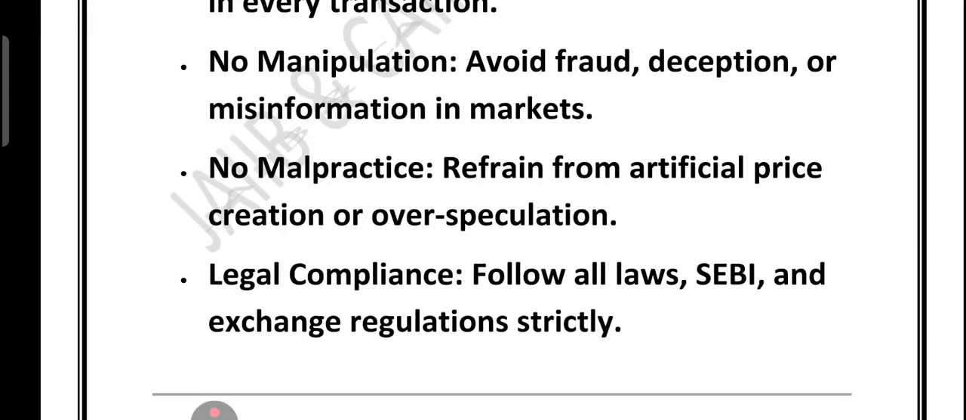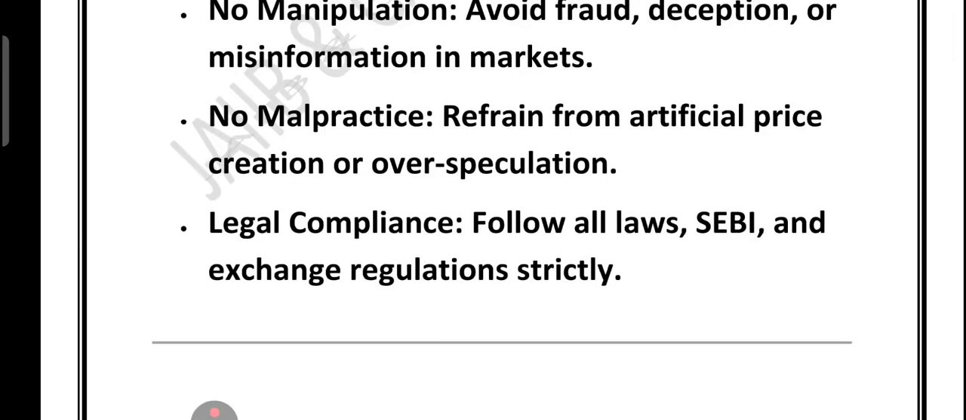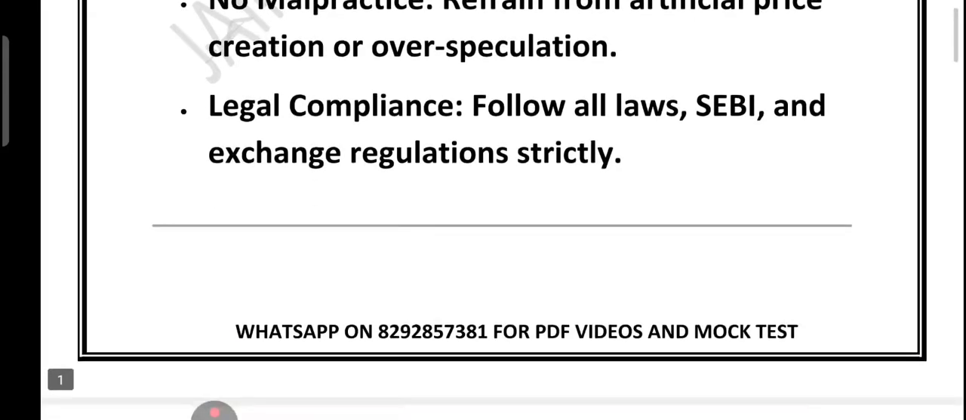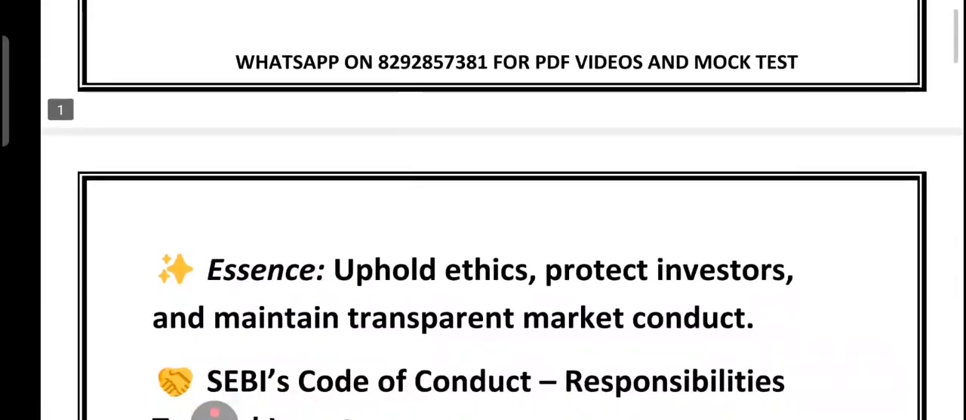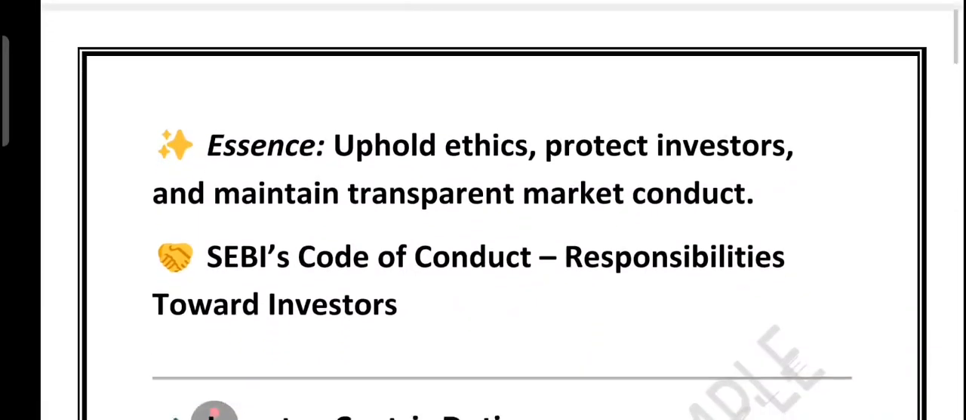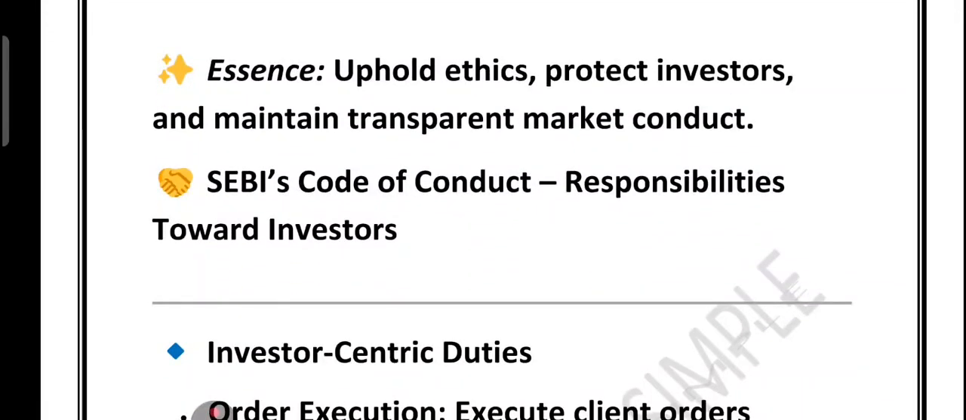The third point is no manipulation, which means a broker should never try to mislead investors or manipulate market prices through fake news or false information. No malpractice, which means avoiding things like artificially increasing share prices or creating unnecessary hype just to benefit a few people. And lastly, legal compliance. Every broker must strictly follow SEBI rules, exchange guidelines and all the relevant laws. So in short, SEBI's message is very simple: be ethical, protect investors and keep the market clean and transparent.